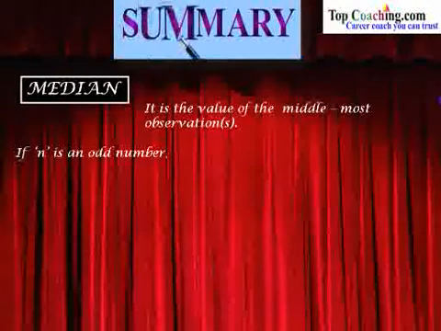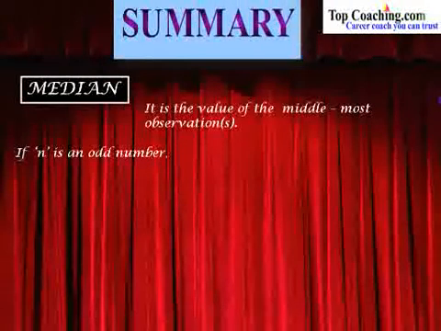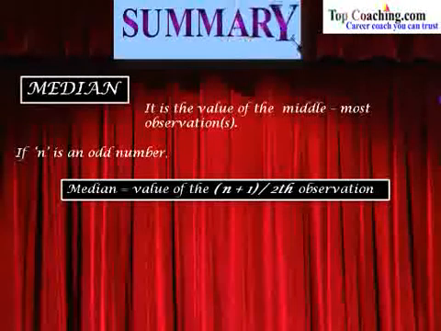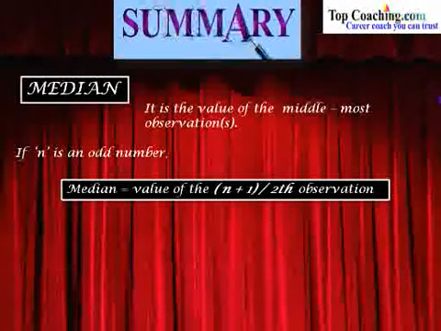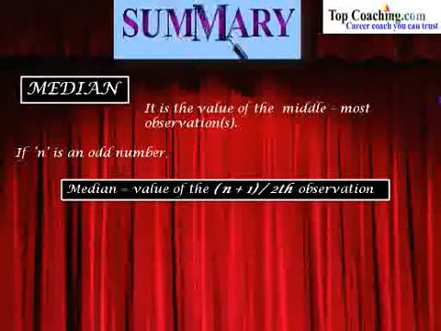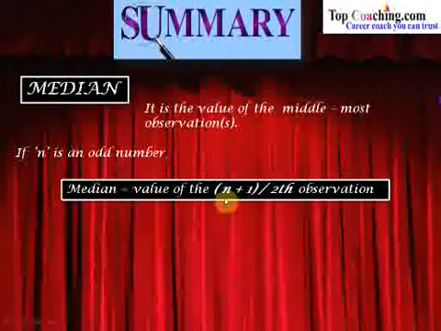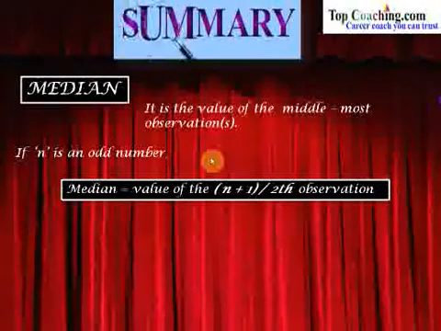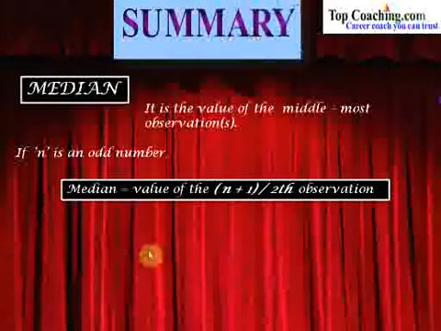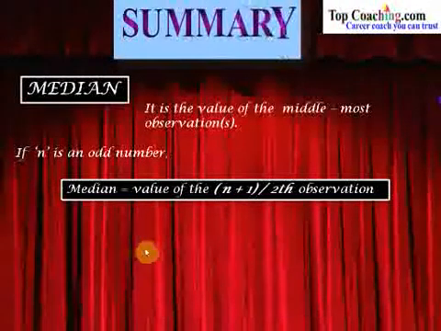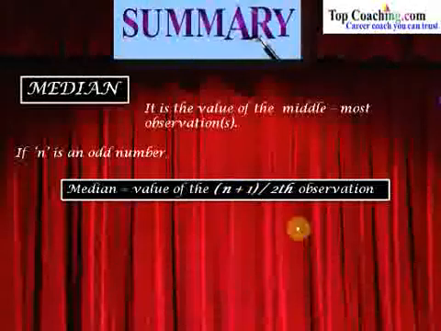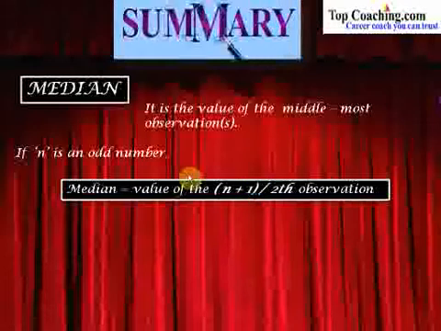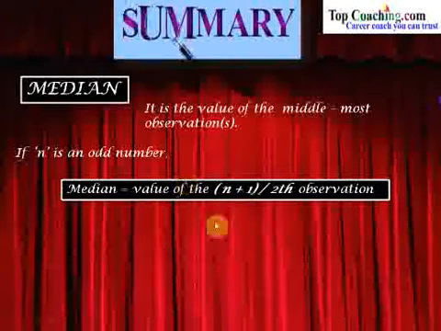If in the given series n is an odd number, then we have to apply the formula: median equals value of the (n plus 1) divided by 2 observation. We simply put the value of n in this formula, that is the total number of terms in the given series. Let's say the total terms in the given series is 9. 9 is an odd number. So we put the value of 9 in place of n. So it would be 10 by 2, that is the fifth observation. So it would be the value of the fifth observation. We put the value of the fifth term in this formula from the given series.